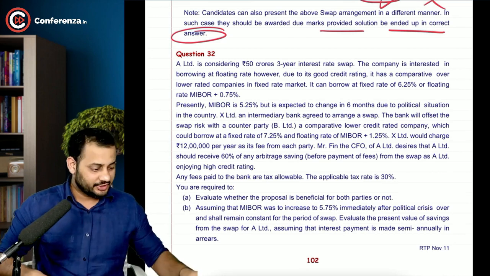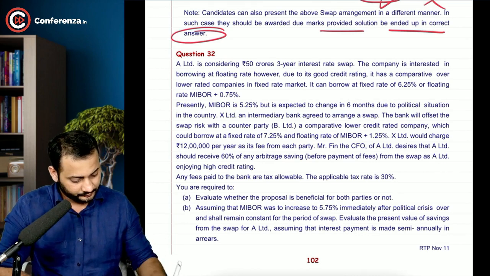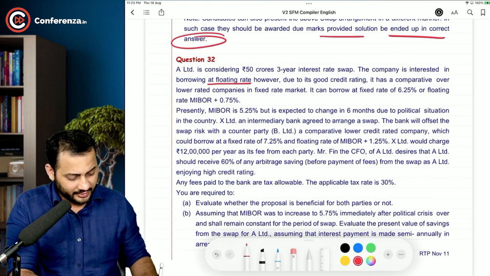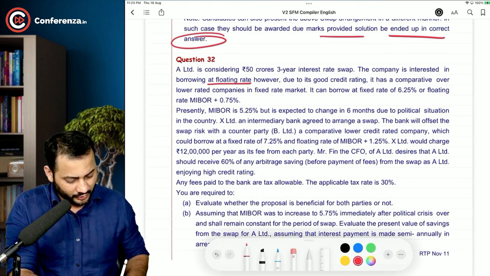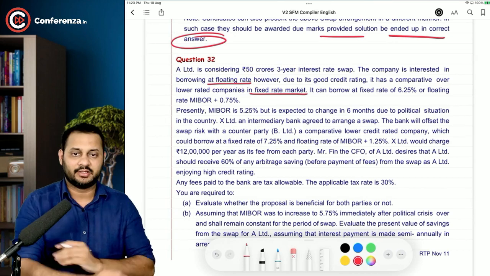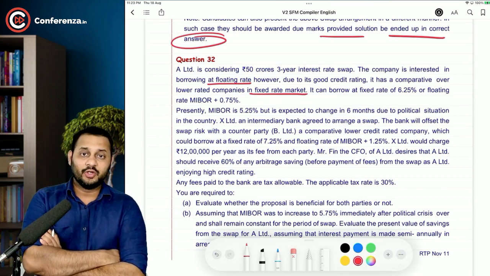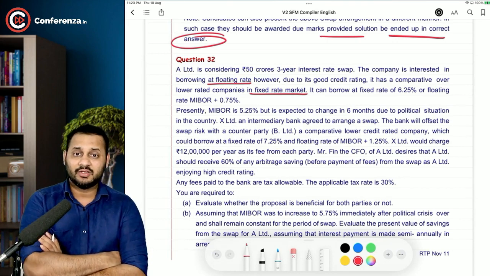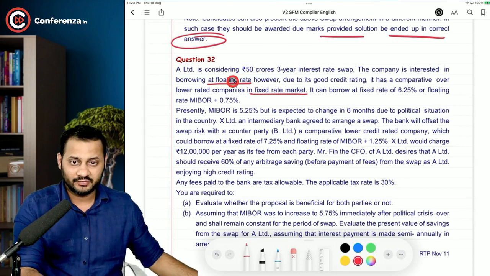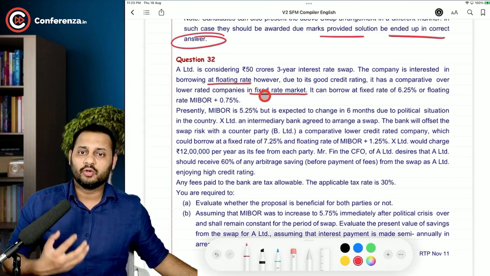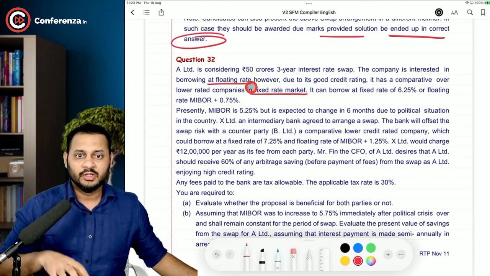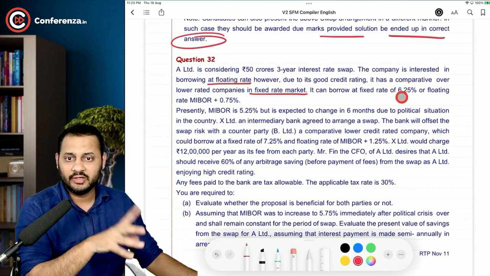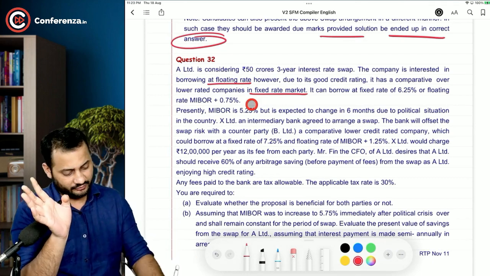The company is interested in borrowing at floating rate. However, due to its good credit rating, it has a comparative advantage over a lower rated company in the fixed rate market. That is what we wanted. I told you that swapping is possible when we have a comparative advantage in one market, that is fixed rate in this case, and we want to borrow in the other market which is floating rate. So it is possible in this question.